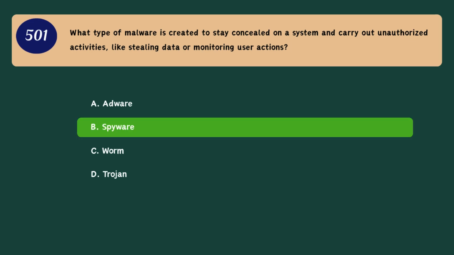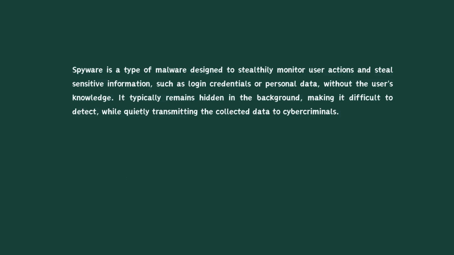Correct answer. B. Spyware. Spyware is a type of malware designed to stealthily monitor user actions and steal sensitive information, such as login credentials or personal data, without the user's knowledge. It typically remains hidden in the background, making it difficult to detect, while quietly transmitting the collected data to cybercriminals.